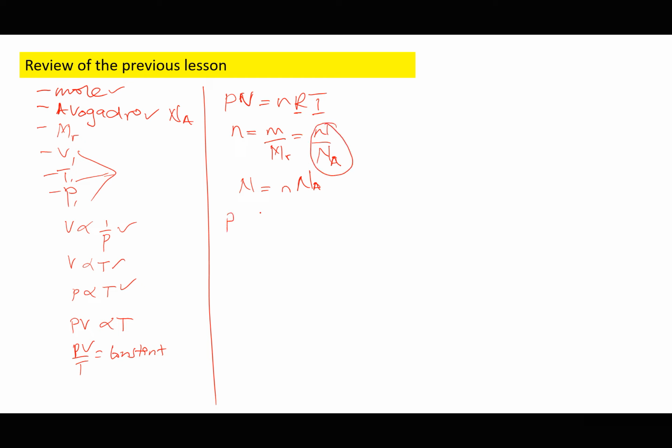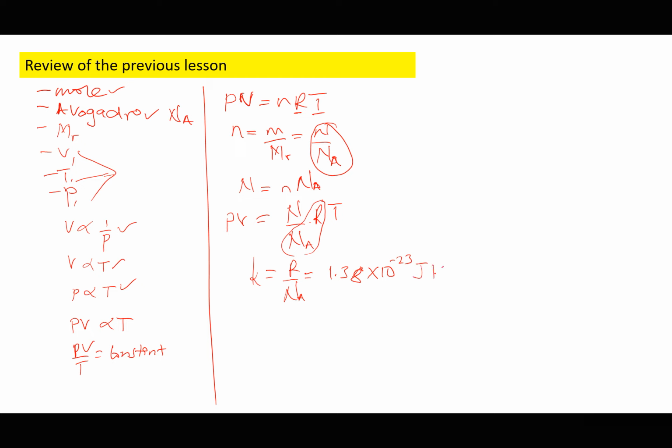So this meant that PV would be equal to, where there is n, I can put capital N over Avogadro's number, then times R times T. And we saw that R divided by N_A was actually equal to a constant k. The constant k was equal to R divided by N_A. And we say that this constant k is actually called Boltzmann's constant, which has a value of approximately 1.38 times 10 power negative 23 joules per Kelvin.